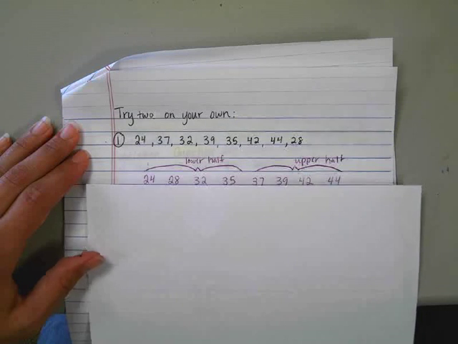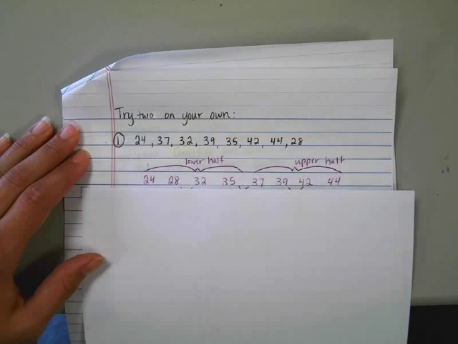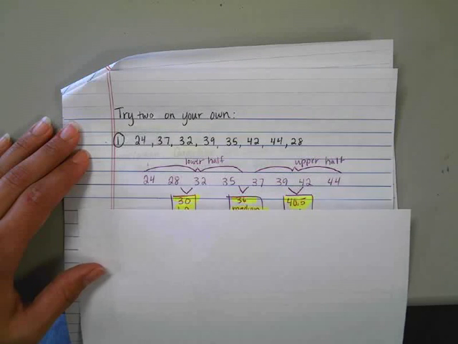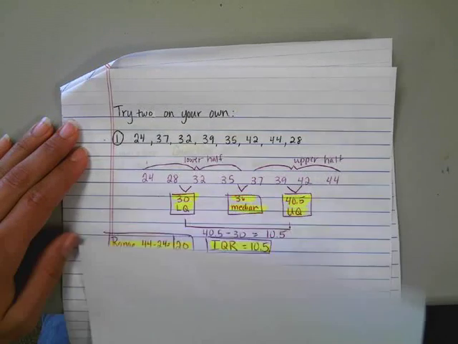So by now you should have done the problem, and you should have ordered your numbers from least to greatest, divided the upper and lower half of the data. Your lower quartile is 30, your upper quartile is 40.5, and your median was 36.